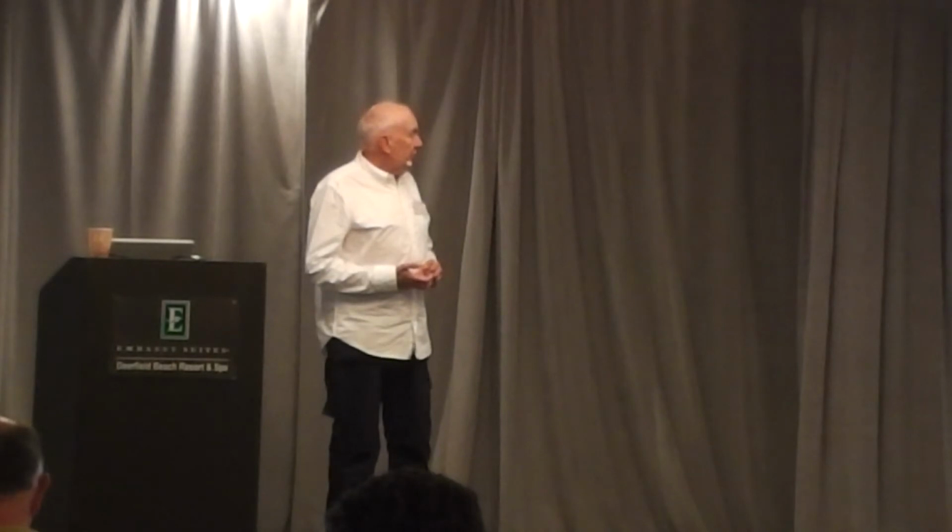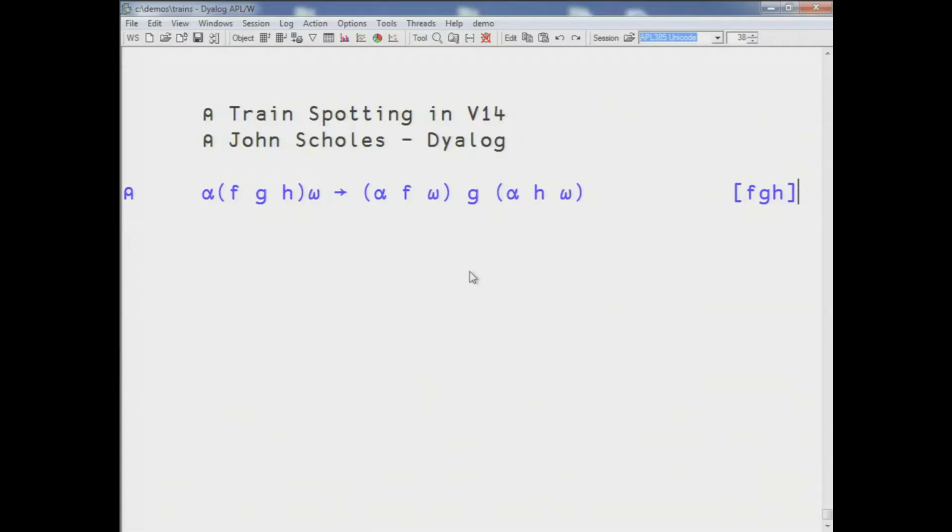It's actually simplified from the previous times, so the trains are really easy, and I'll show you the definitions. This is the archetypal train. This is the definition that if we have a number of functions in isolation, up until now this has been a syntax error. If you just typed row in your session and hit return, APL didn't like this because there wasn't an argument to apply.